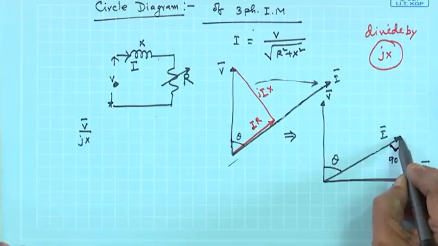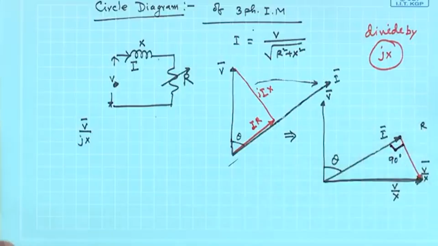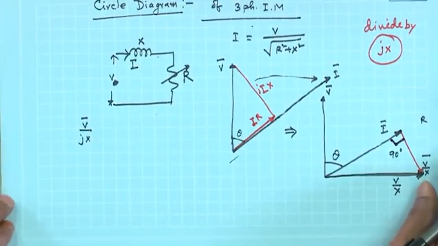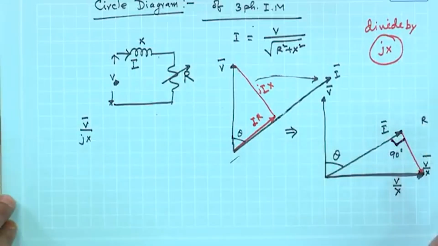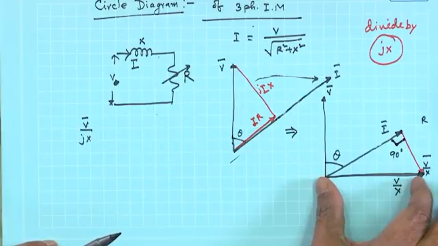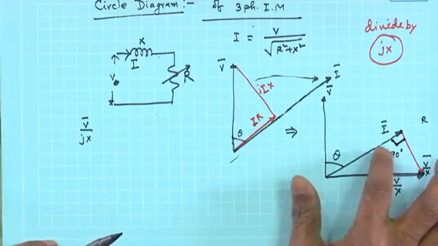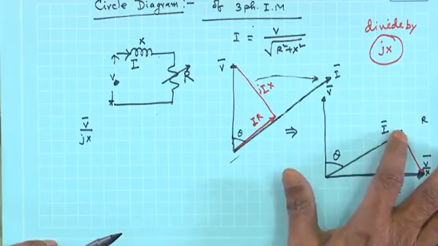Now, this is for a particular value of r, any arbitrary non-zero value of r. Now, the question is, if you change the value of r, what is going to change? This side V by x is not going to change, this angle is not going to change, only the value of I will change.